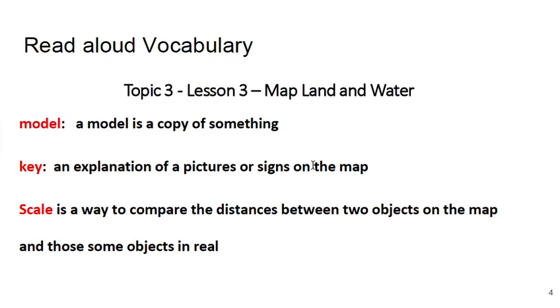And then our third word is scale. A scale is a way to compare the distance between two objects on the map and those same objects in real life. So for example, if I have a map of a street, can you hold the street in your hand? No, right? But can you hold the scale in your hand?